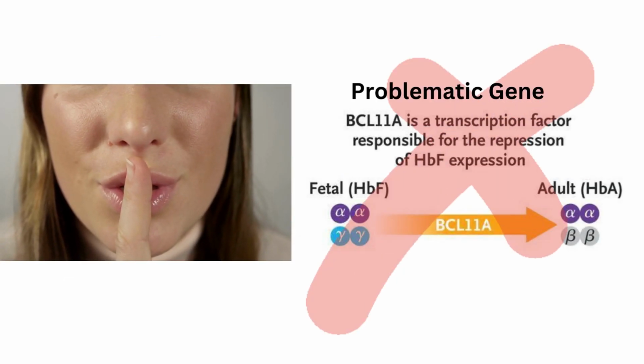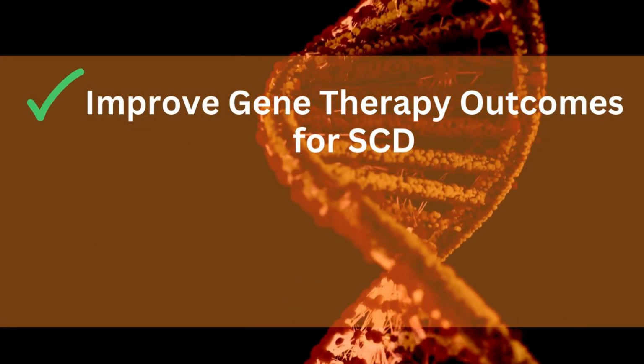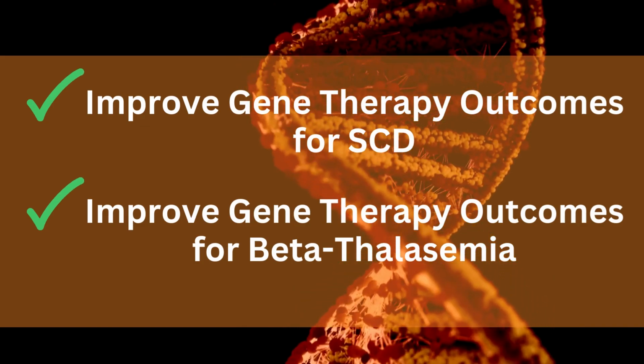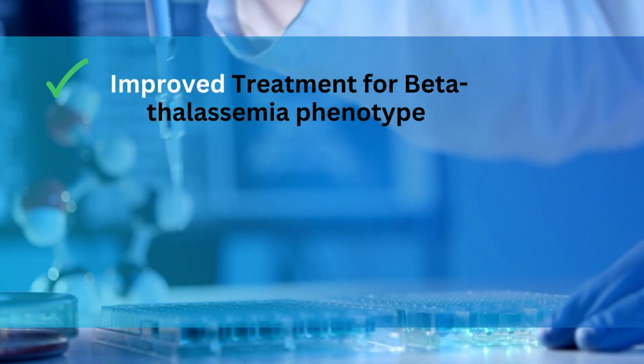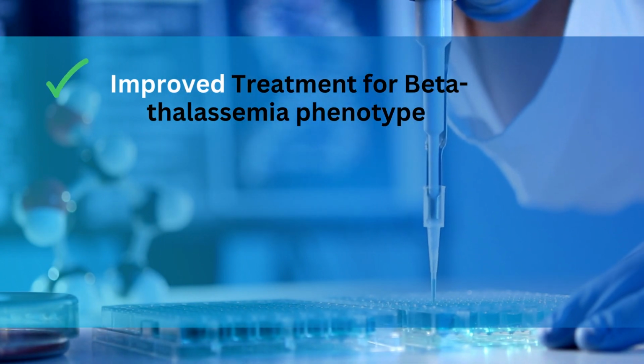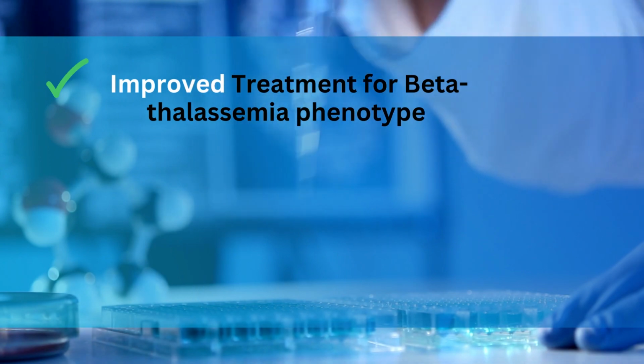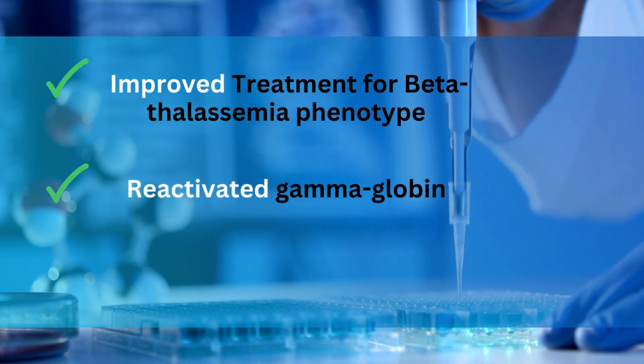This combined gene addition and gene silencing approach aimed to improve gene therapy outcomes for sickle cell disease and beta thalassemia. The improved treatment for beta thalassemia through the combination of the therapeutic BAS3 gene and the downregulation of BCL11AXL reactivated gamma globin.